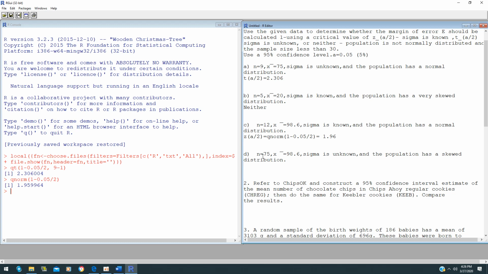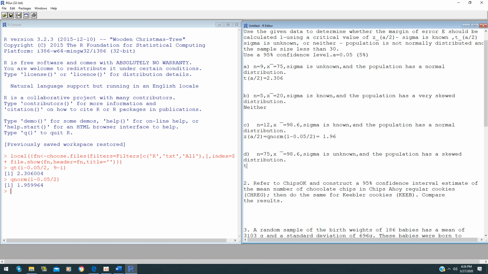And for the last question D, your sample size is 75, your sample mean is 98.6, sigma is unknown, the population is skewed. Now because the sample size is big enough, your answer is not neither. So it's either z or t alpha over 2. But since sigma is unknown, for all cases where sigma is unknown, we will be using t alpha over 2.